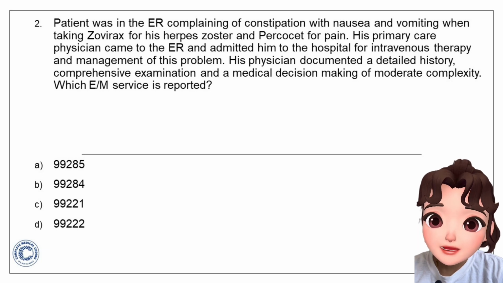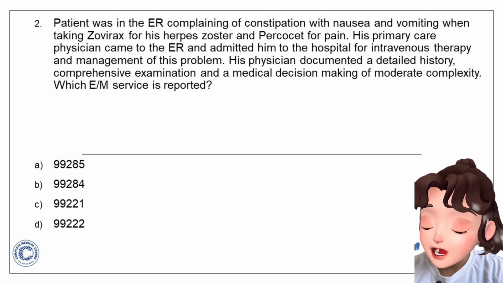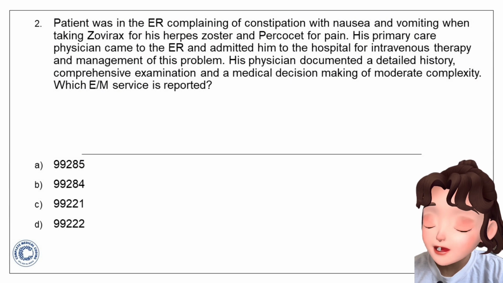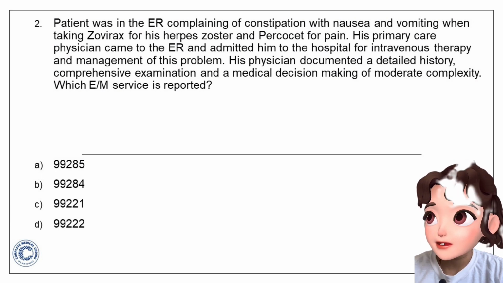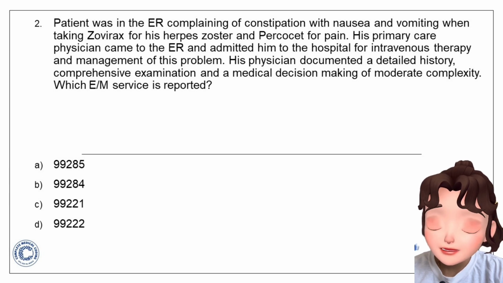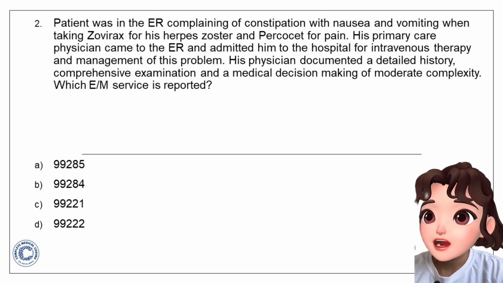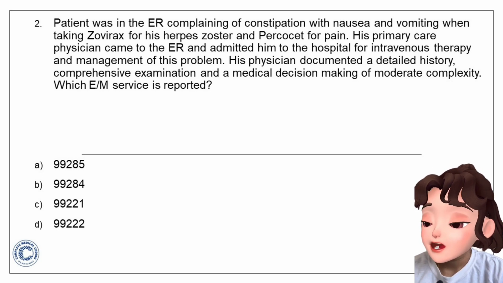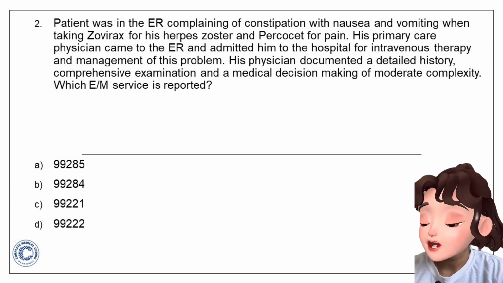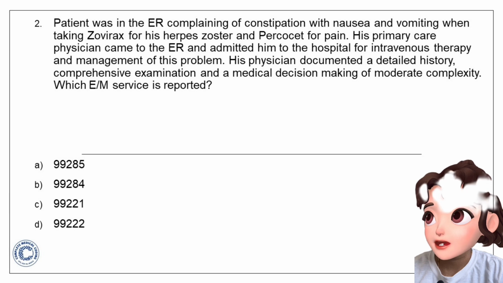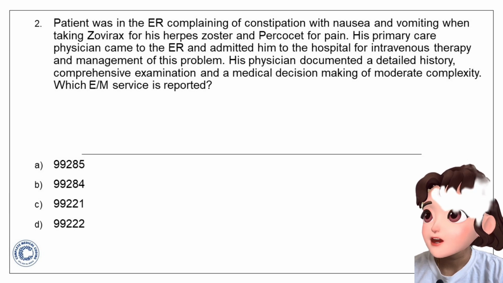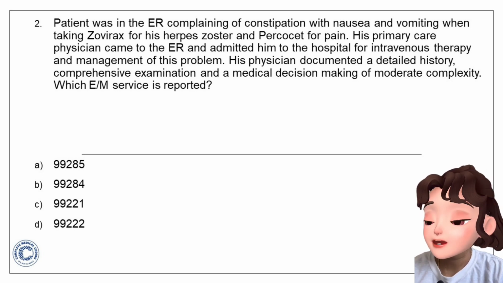So what is 99221? Detailed or comprehensive history, detailed or comprehensive examination, and MDM of low complexity. So here, detailed history, comprehensive examination. So two components are matching. So you can code this one. Go to the other one also, 99222. It's comprehensive history, comprehensive examination, and MDM of moderate complexity. Comprehensive history. Now we need detailed history, right? Comprehensive examination and MDM of moderate complexity.